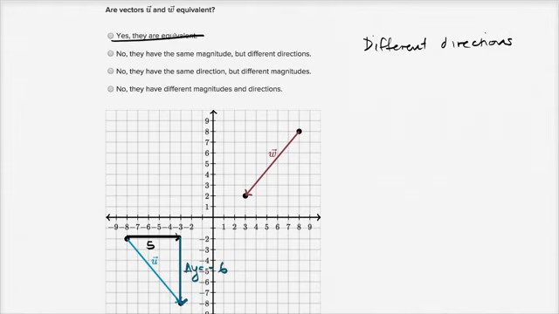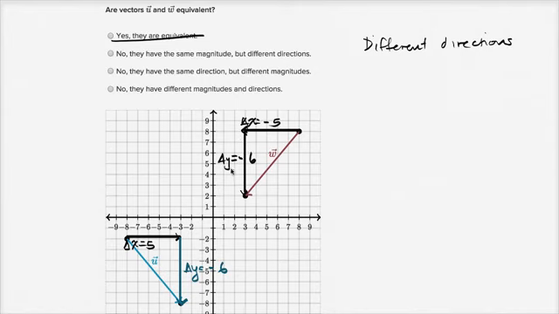Now let's think about this one over here. What's my change in x? Well, I'm starting at x equals 8, and I am going to x equals 3. So my change in x is -5. And then what's my change in y? Well, I start at y is equal to 8, and I go down to y is equal to 2. So my change in y is equal to -6.